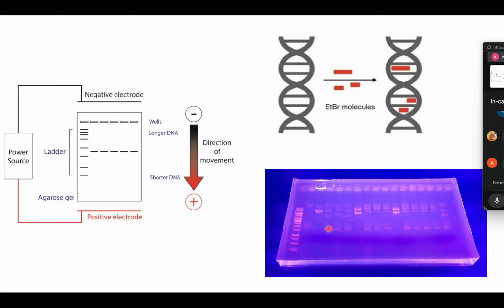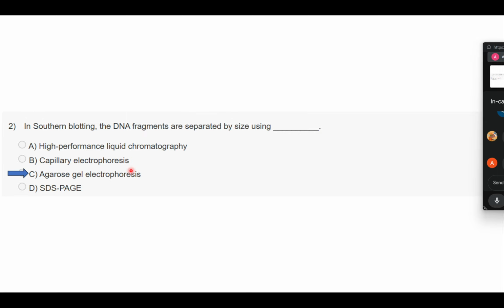So this is what you do in gel electrophoresis. And again, in Southern blotting, the DNA fragments are separated by using agarose gel electrophoresis.